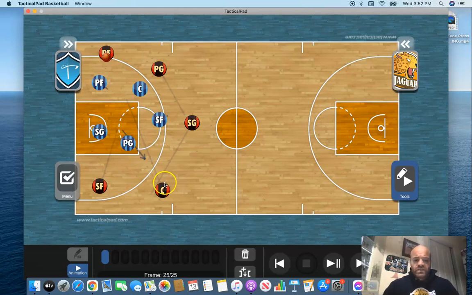So this may be a point where their center now comes to the high post and looks to get the ball inside, like here with a power flash or something like that. He may go power flash because there's a mismatch, or he may swing it to here and go guard against center, fast against slow. So this might be like Jake against Matthew, or Jake against Darius, or Joaquim against John. It could be a mismatch. It might not be a mismatch, just depending on the battle itself.